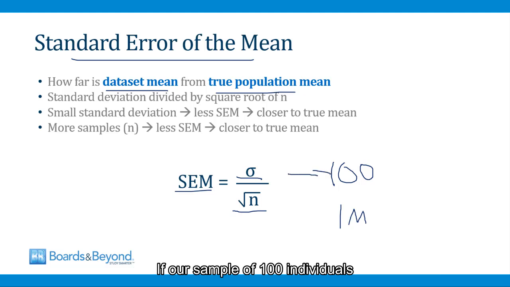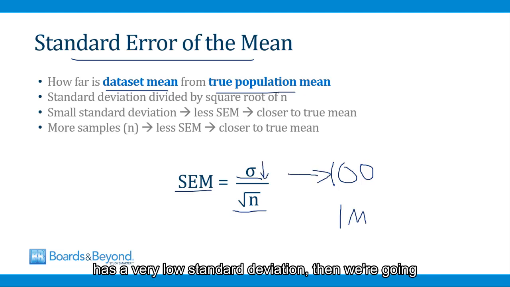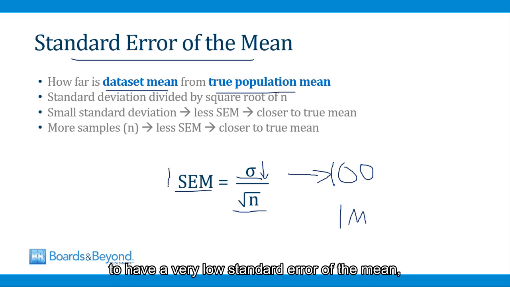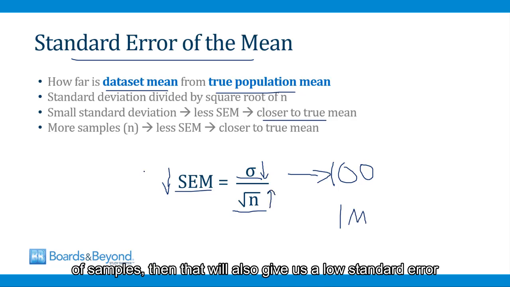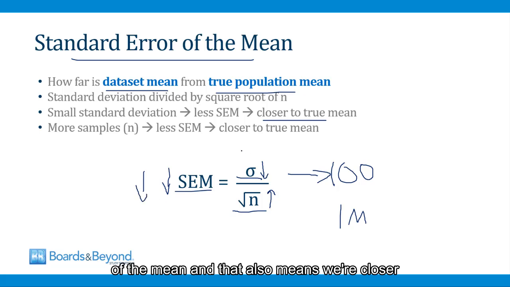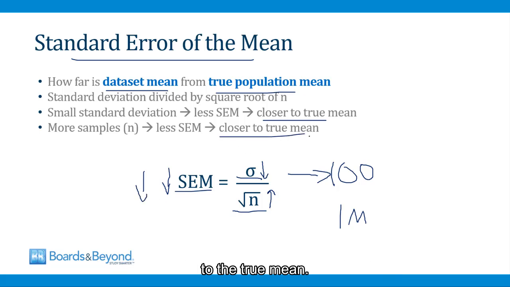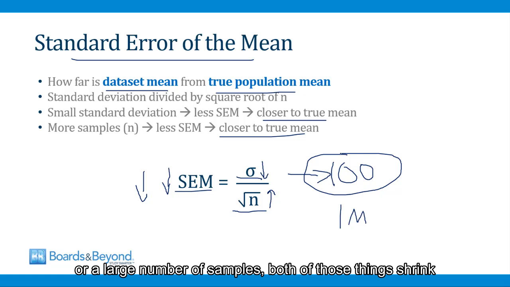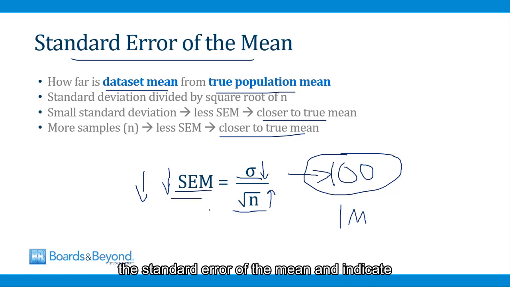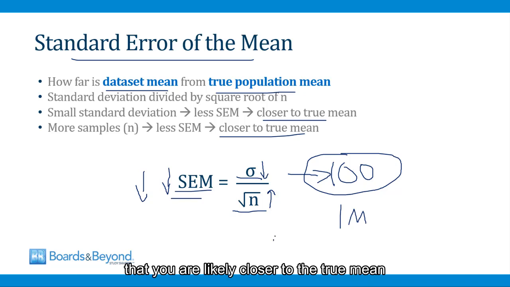If our sample of 100 individuals has a very low standard deviation, then we're going to have a very low standard error of the mean, and that means we're closer to the true mean of the population. Along those same lines, if we have a very large number of samples, then that will also give us a low standard error of the mean, and that also means we're closer to the true mean. So when your data set has a small standard deviation or a large number of samples, both of those things shrink the standard error of the mean and indicate that you are likely closer to the true mean that you would find in the total population.